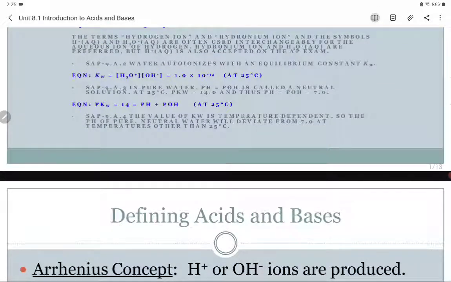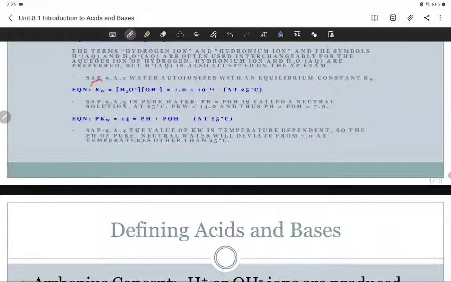We have a couple other equations. These are also in your equation sheet. K, we've had K before. KC, KP, KSP. Well, this one's called KW because it deals with water, and water self-ionizes, and that KW is 1 times 10 to the negative 14th. So there is virtually no left to right. It does go a tiny bit left to right, but mostly it's right to left.